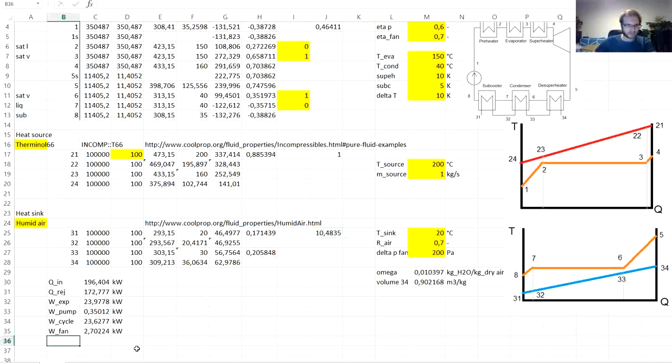Alright, now when we have the work of the fan, we can also get the net work of the system, which is just the difference of the work of the cycle and work of the fan. We are not including in this example any electrical efficiency or other self-consumption and parasitic loads.